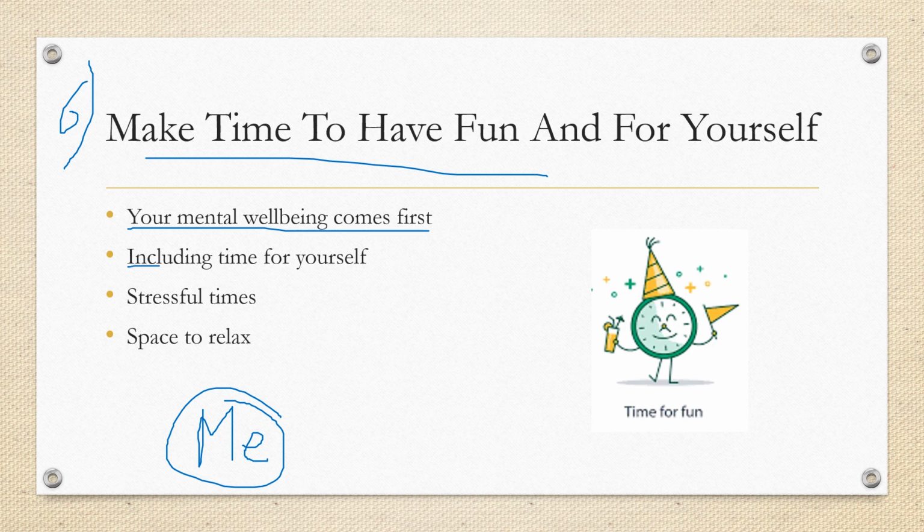Next, you have to understand, you have to include time for yourself. It's not only friends and family all the time, it is you also. Sometimes you sit alone having a cup of coffee while reading a book, or you are watching a series by yourself, or making something and eating it by yourself. So it is sometimes for yourself. In stressful times it helps you to really reduce your stress. Like anything, anxiety and stress can be reduced by having time for yourself, and space to relax is very important. So you have to have some time for fun sometimes.